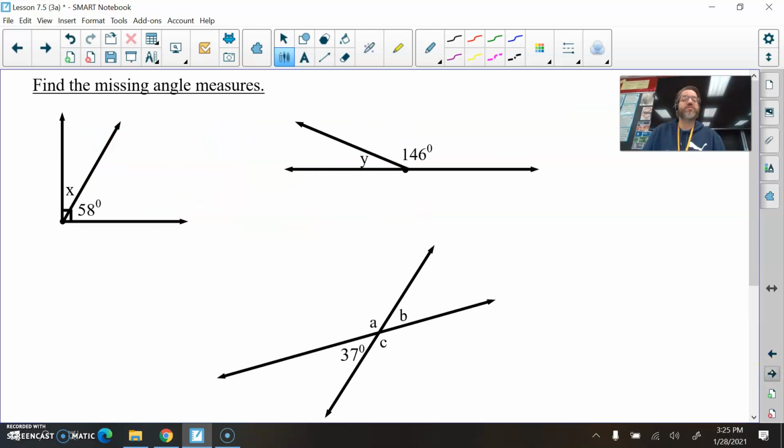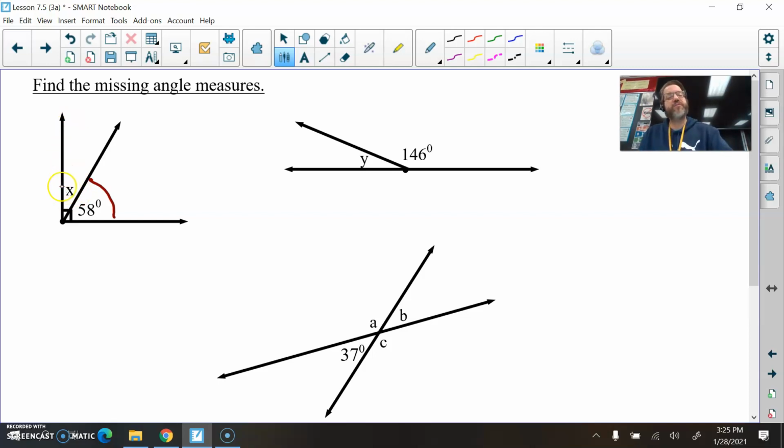It's just more useful. Like this. Find the missing angle measures. Here I have a 58-degree angle. That's this angle right here, 58 degrees. Could you tell me how to find the measurement of angle X?